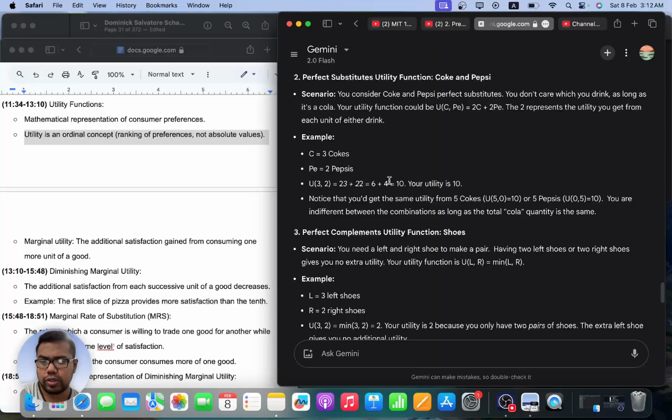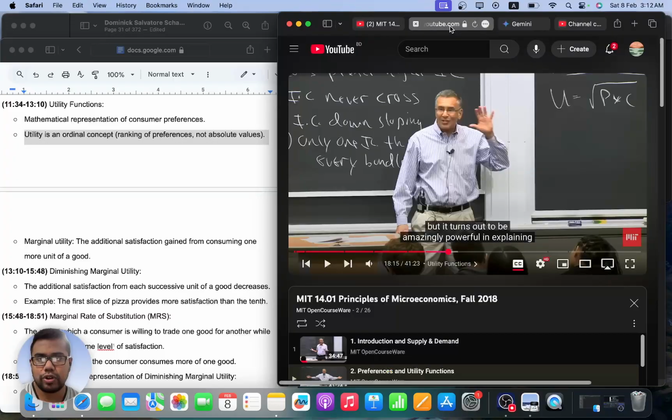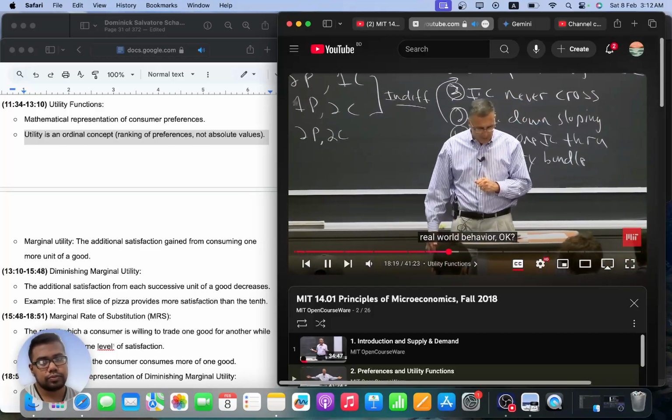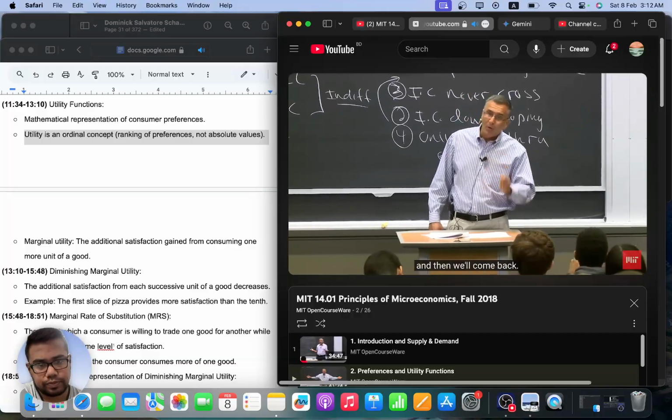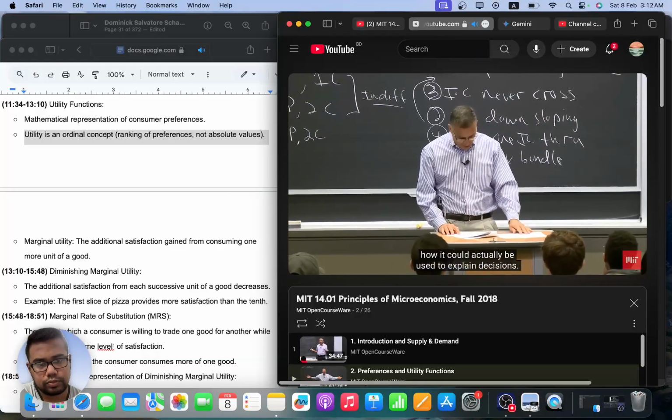It's basically having two different variables. Dimension might be a bit too complex of a term, but it just means you have two variables and you have to make decisions about the combination of those two variables. It can be amazingly powerful in explaining real world behavior. Okay? And so what I want to do today is work with the underlying mathematics of utility, and then we'll come back and see in the next few lectures how it can actually be used to explain decisions.